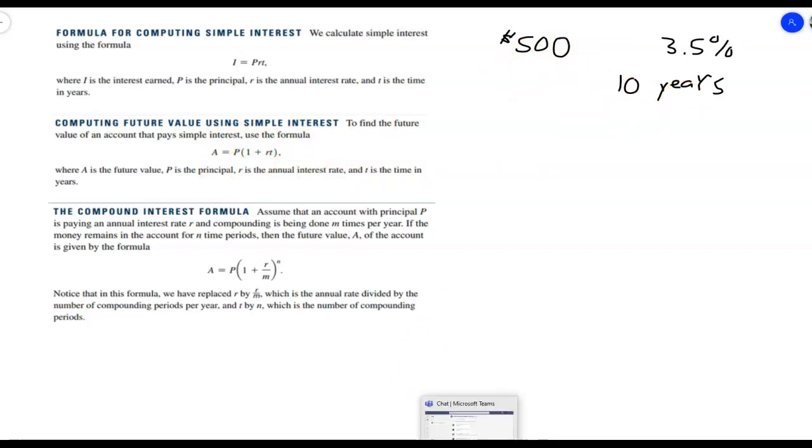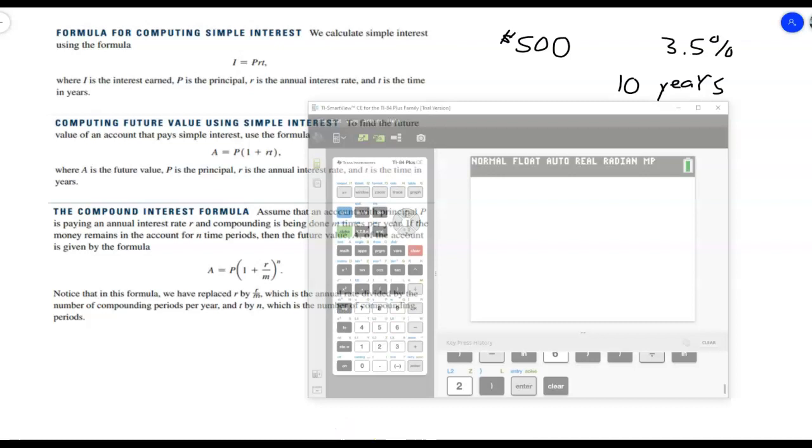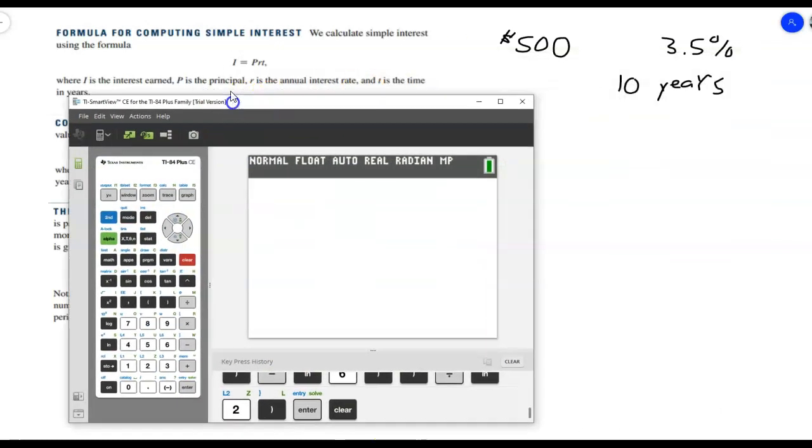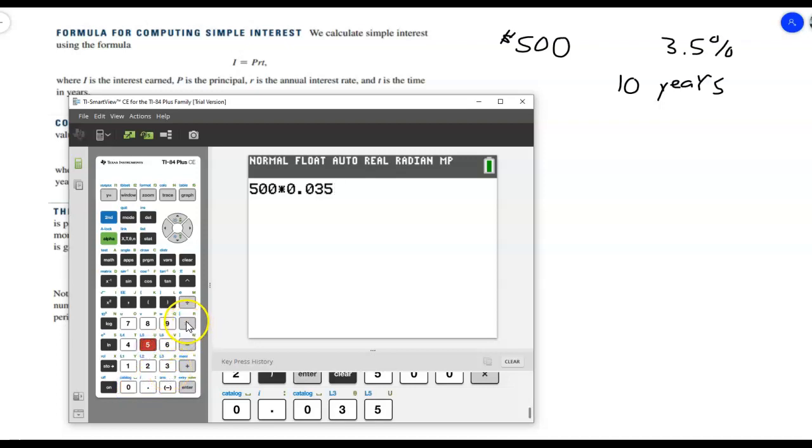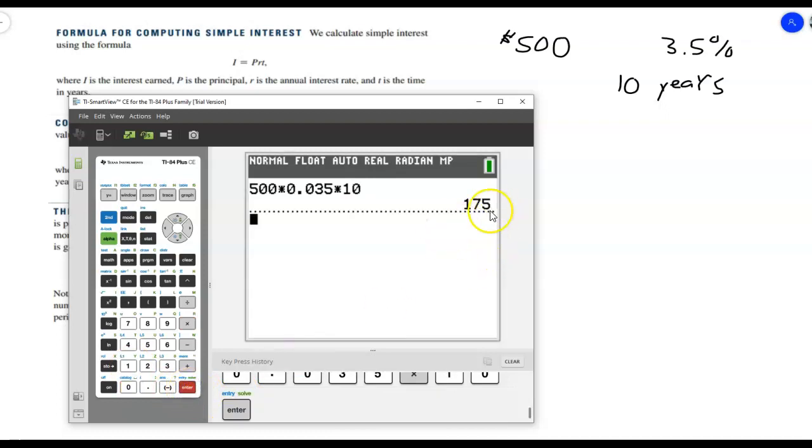So going to our calculator, the interest is the principal, which is 500, times the rate as a decimal. So we have to convert this to a decimal. That means you move the decimal place 2 to the left, so you have 0.035, and times the number of years, which is 10. That means in 10 years we're going to get $175 just in interest.